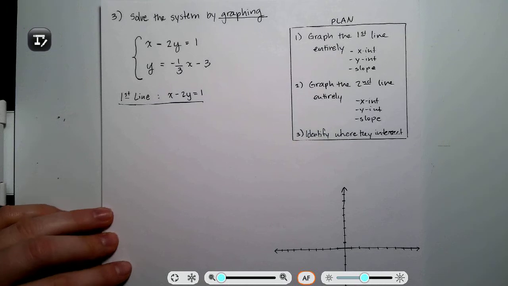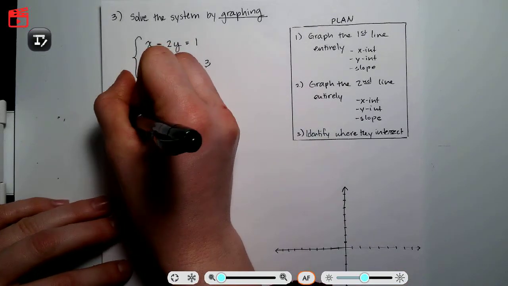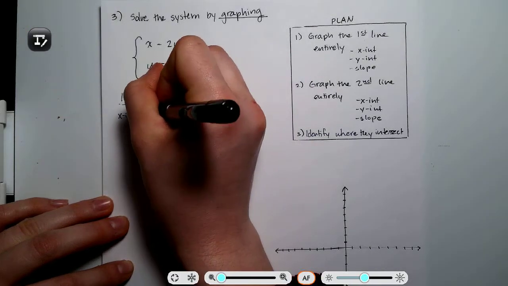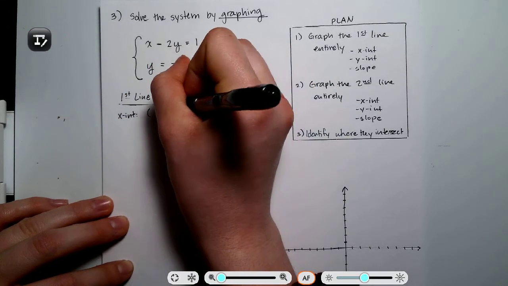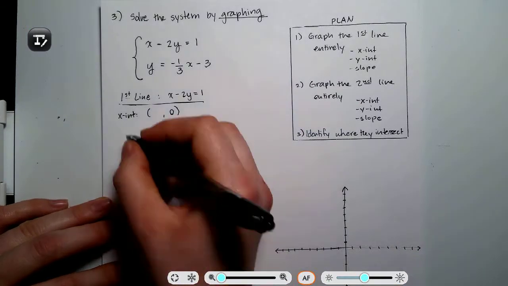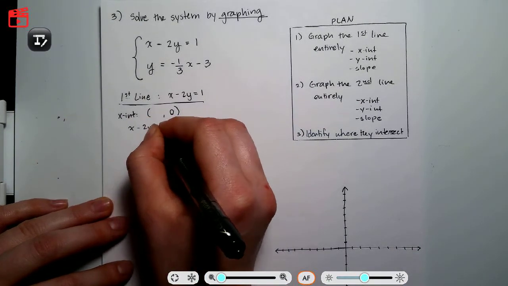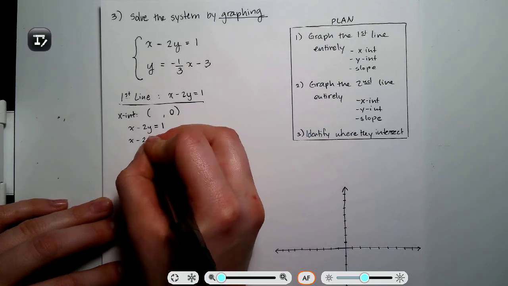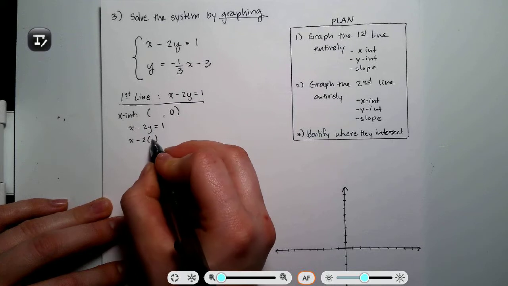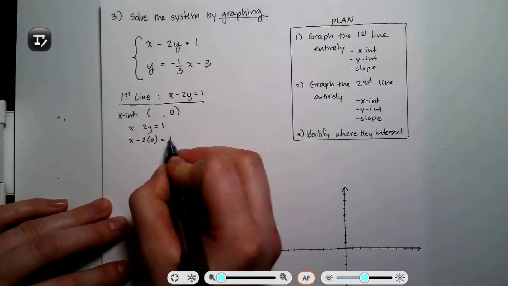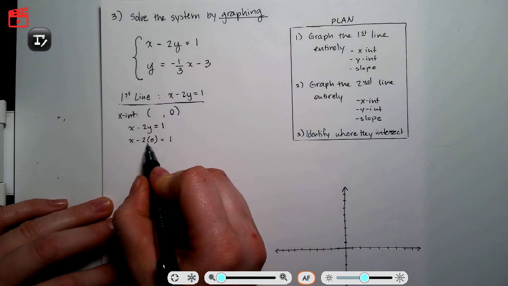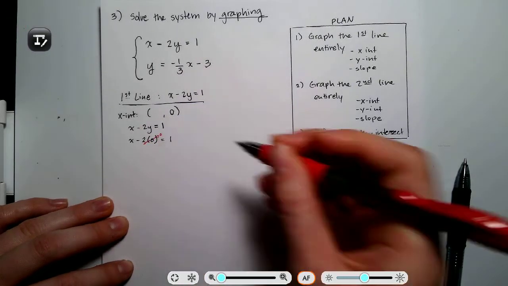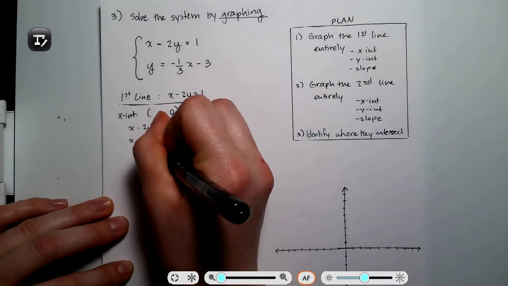All right, let's go ahead and find the x-intercept. Okay, so how do we find the x-intercept? Remember, we set y to 0 and solve for x. So x minus 2y equals 1. We're going to set y to 0, or substitute that in. So x minus 2 times 0 equals 1. Solving this, 2 times 0 goes to 0, so we're left with x equals 1.